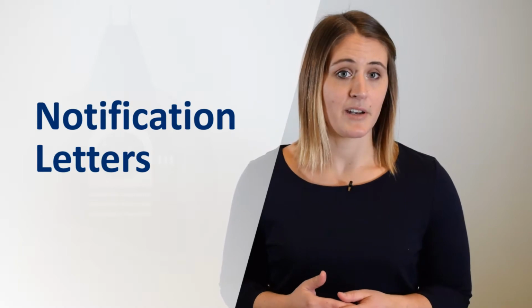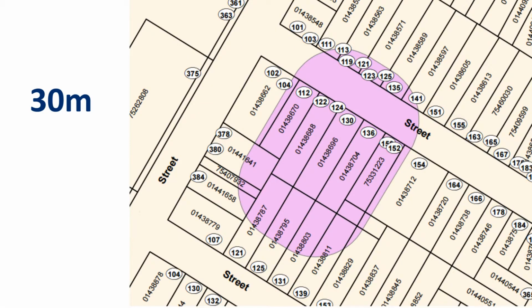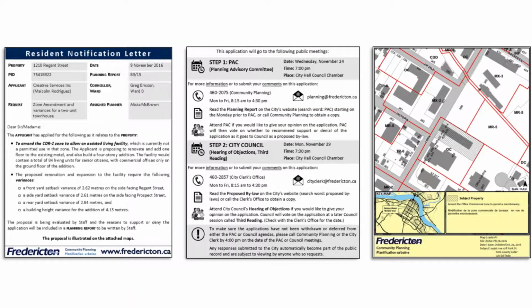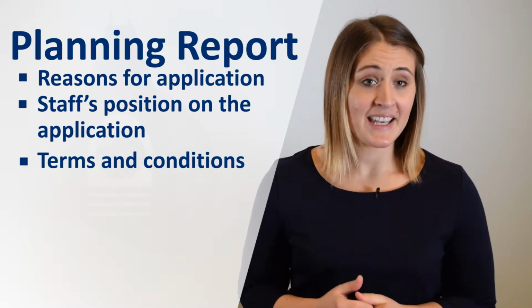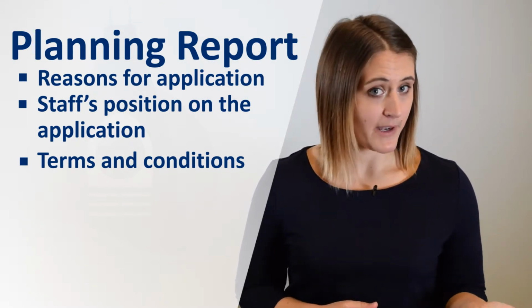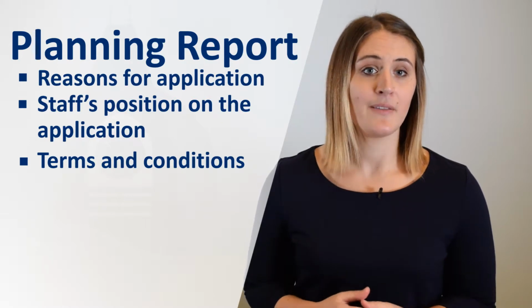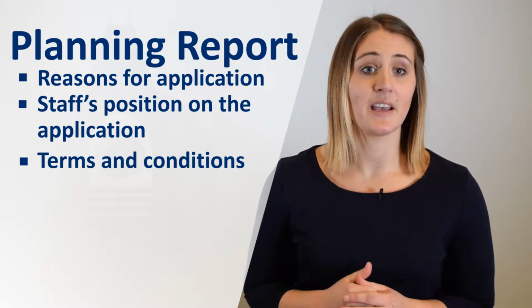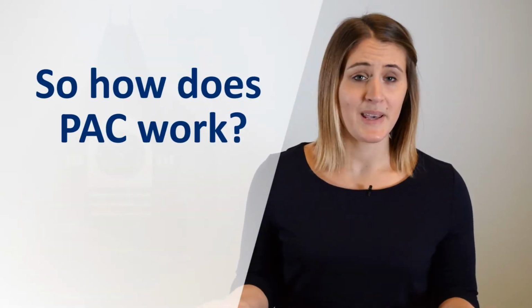In the following weeks, the city's planning staff will mail out notification letters to all of the landowners 30 meters around the property for which the variance is being applied for. These letters will also indicate the date, time, and place of PAC for anyone wishing to attend or speak at the meeting. Planning staff will also write a planning report indicating the reasons for your application, staff's final position to recommend approval or denial, and the terms and conditions that would apply in the case that your application is approved. You can obtain a copy of the planning report on the Monday prior to the PAC meeting by contacting planning staff.